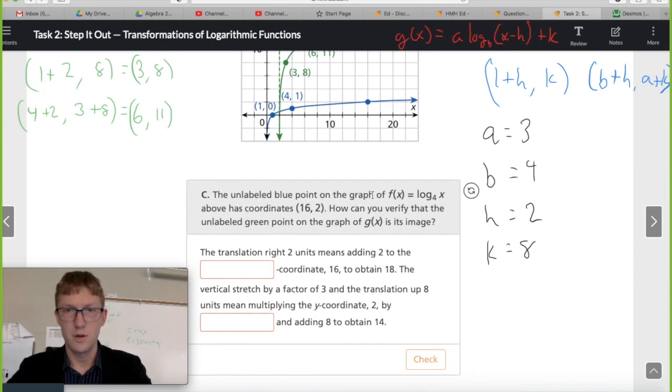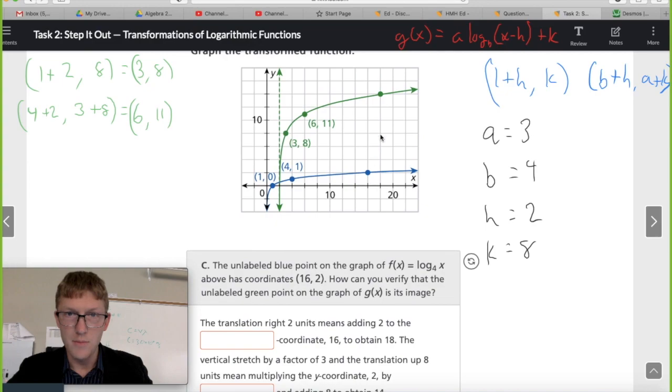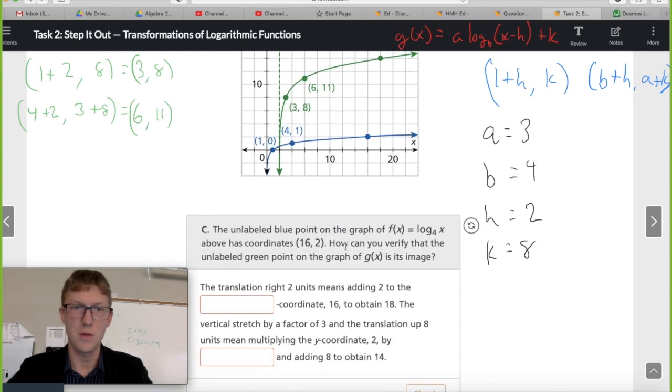So the unlabeled point on the graph of f of x equals log base 4 of x above has a coordinate 16, 2. How can you verify that? The unlabeled green point on the graph of g of x is this image. So this point would correspond to this point, and you would start with this point and then do the transformations, up how many units, over however many units, and you can verify that this is the image. When they say it's the image, it's the corresponding point to your parent function. So that's what they mean by that.